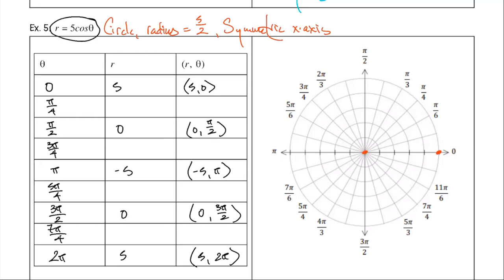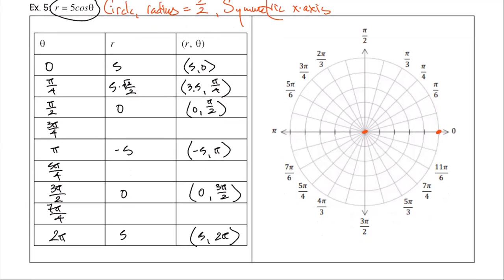So pi over 4, I plug that in. I'm going to get 5 times root 2 over 2, all right? So a weird number, but let's turn that into a decimal and kind of see what we get. So 5 root 2 divided by 2. So this will give me about 3.5, comma pi over 4, okay? So let's plot this point before we find all the other ones. So I'm going to go to pi over 4, and I'm going to count out about 3.5 circles. So 1, 2, 3, 3.5. Okay.